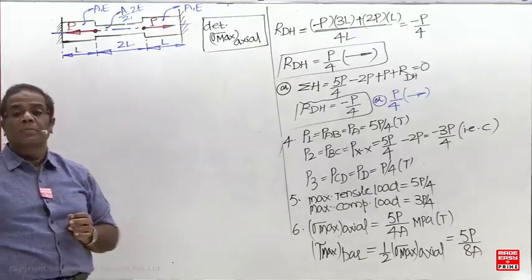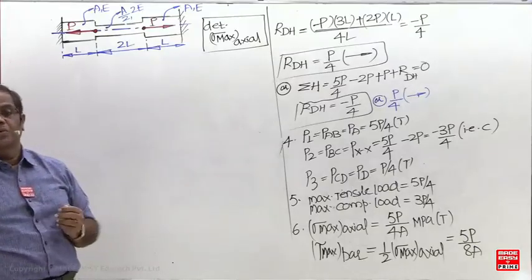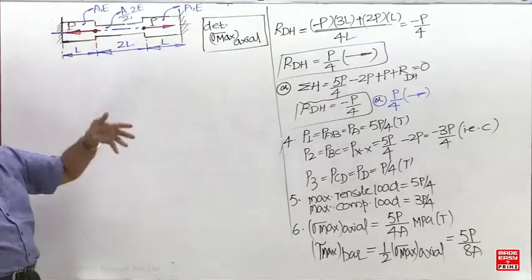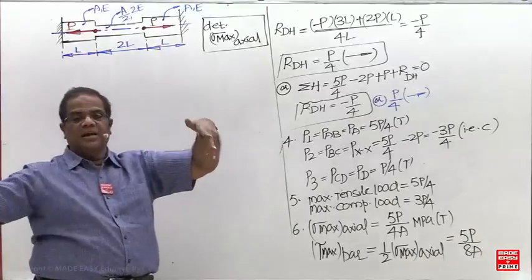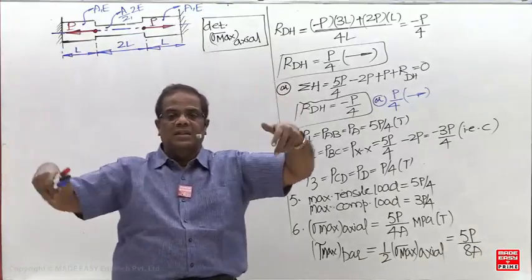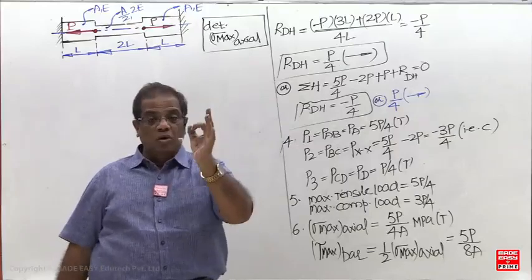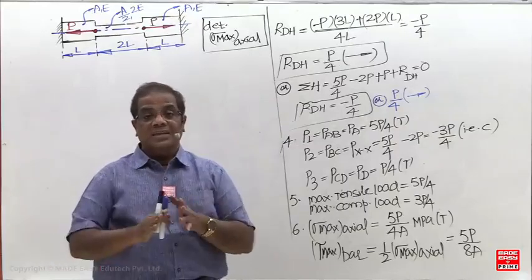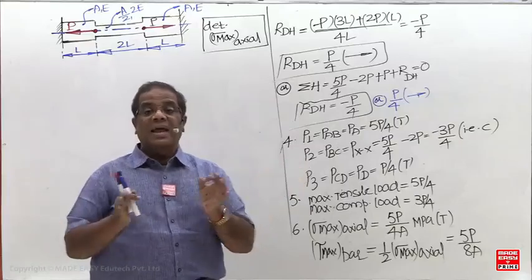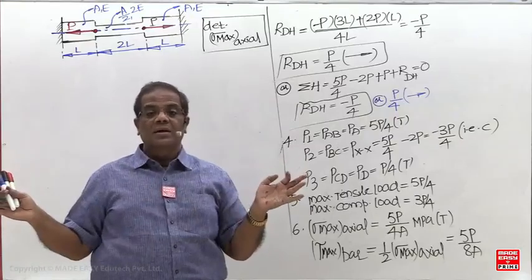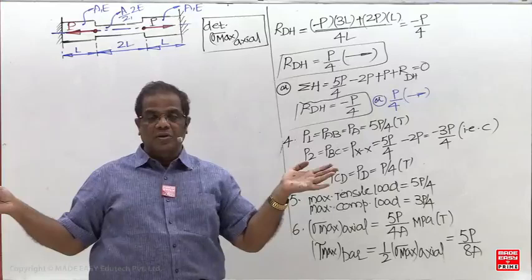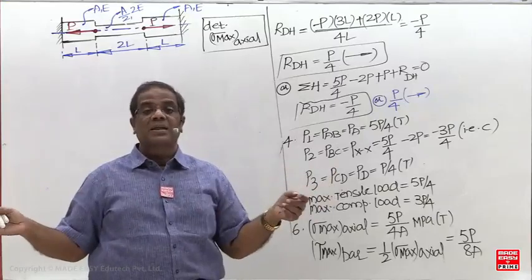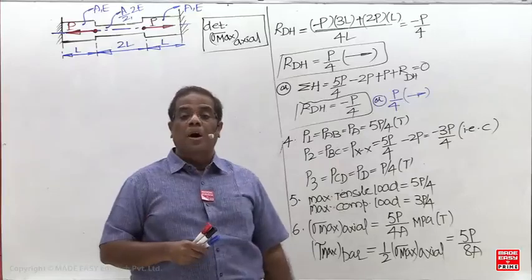And some students are going to mention the reactions are 0. The net axial load is 0. When a member is fixed at both the ends, net axial load 0 means what now? Reactions are equal and opposite. Reactions are not 0. Net axial load 0 means sum of the reactions are 0, which means reactions are equal and opposite.